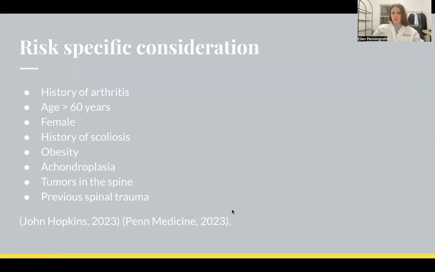Risk-specific considerations are if the patient has a history of arthritis, if they're older than 60 years of age, they are female, if they have a history of scoliosis or achondroplasia, any tumors in the spine, if they've had previous spinal trauma, or if they are obese.